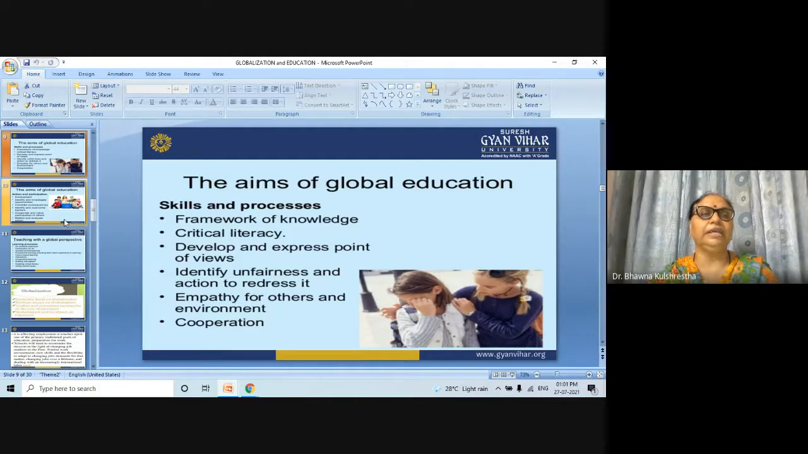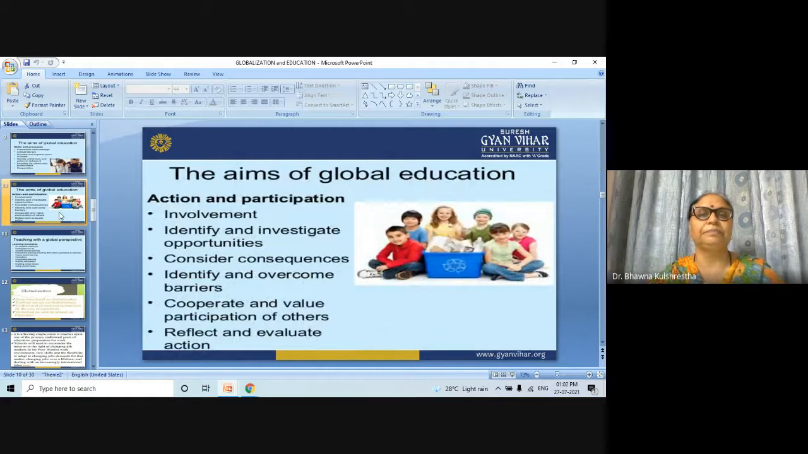And the next aim of global education: action and participation. Involvement, identify and investigate opportunities, consider consequences, identify and overcome barriers, cooperate and value participation of others, reflect and evaluate action in the action of participation, and conceptualization.